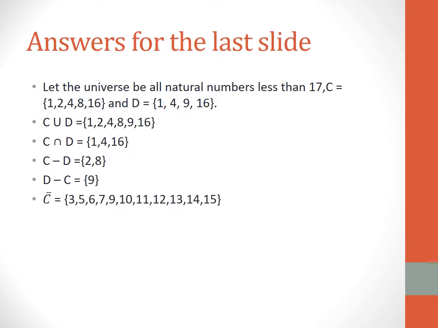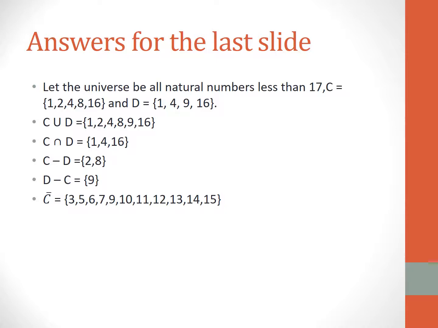Okay, hopefully you've got them all down. And so here are the answers. So C union D, remember what we're going to do is throw all of those elements together to form a new set. For the intersection, we only take the items that are in both. So for example, 2 is only in C, not in D. So 2 is not in C intersect D.